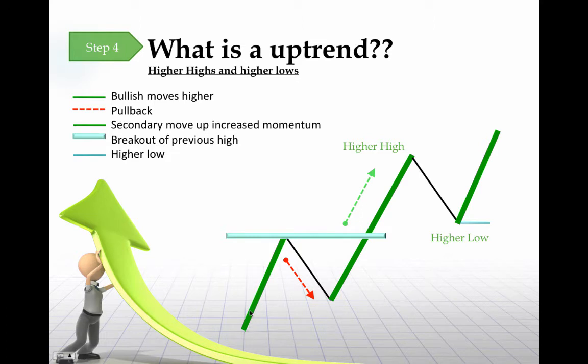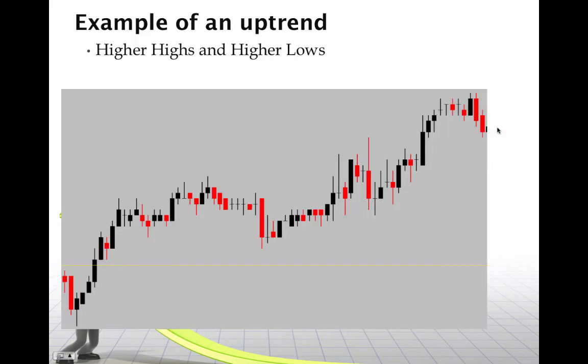You can see how we start with this bullish move here, and then we see a pullback in price. Think of it like breathing. You're going to breathe in, you're going to breathe out. Then you see a secondary move of momentum, and it puts in a higher high than our previous high. And then we see a pullback, and we see a higher low, and then we see it move higher and create a higher high.